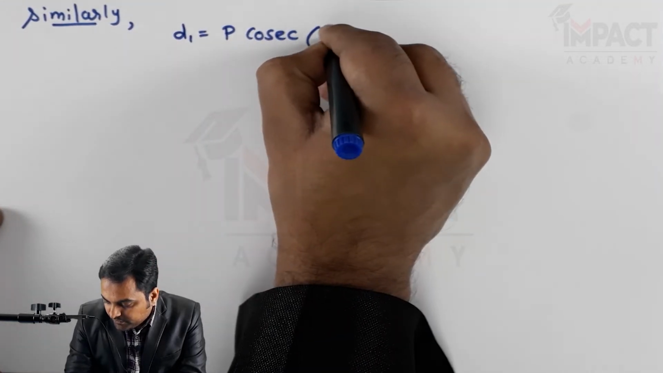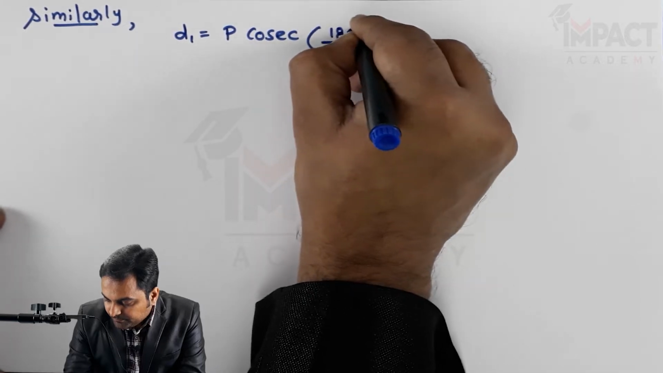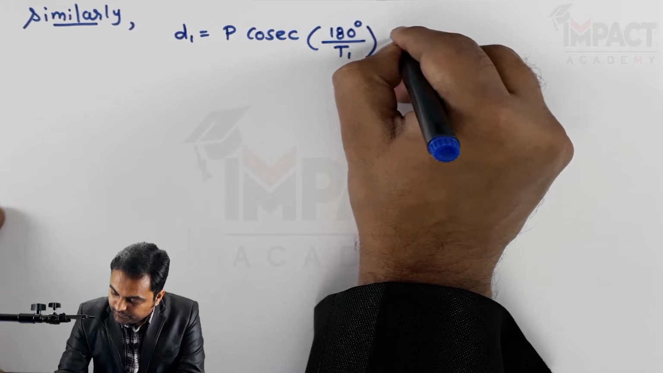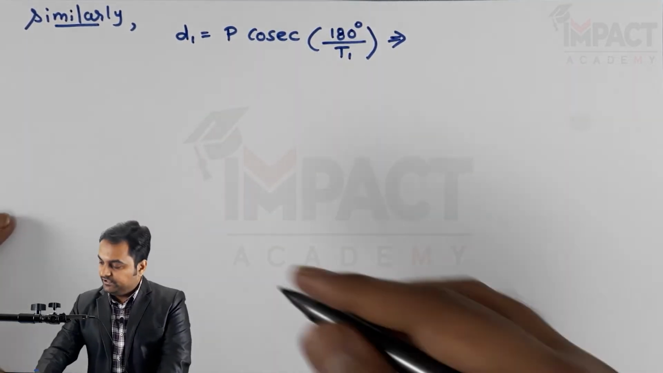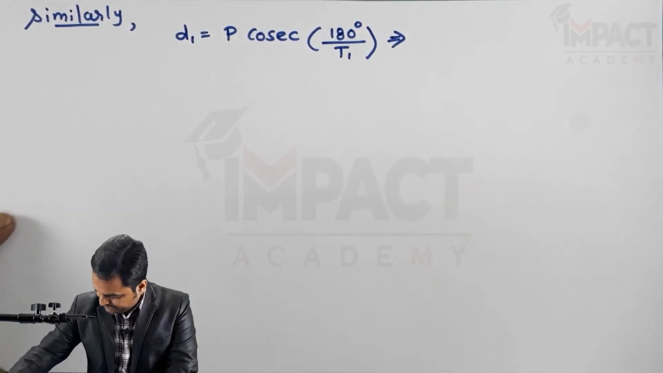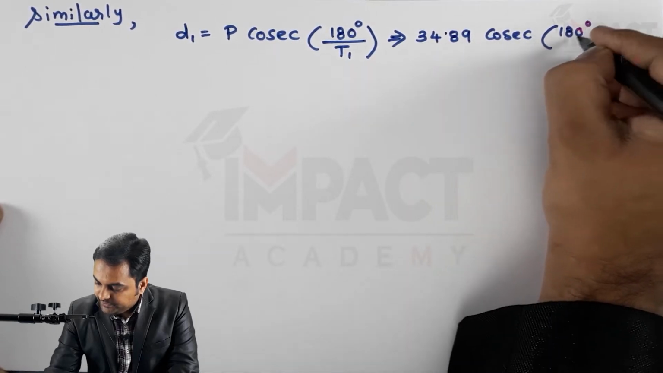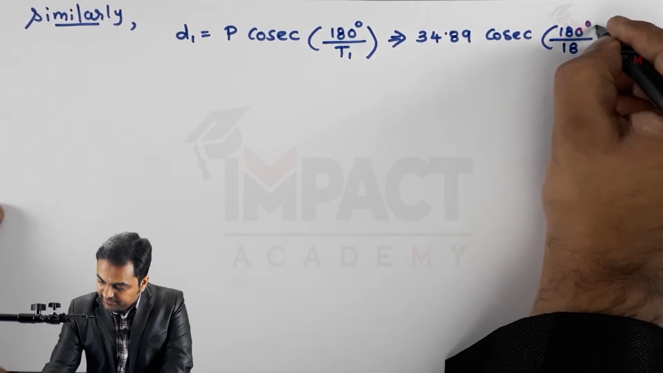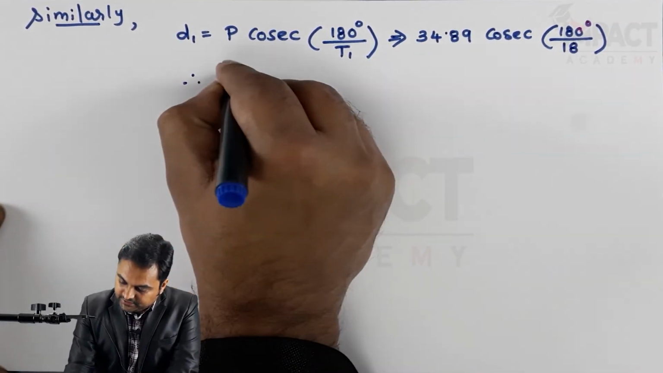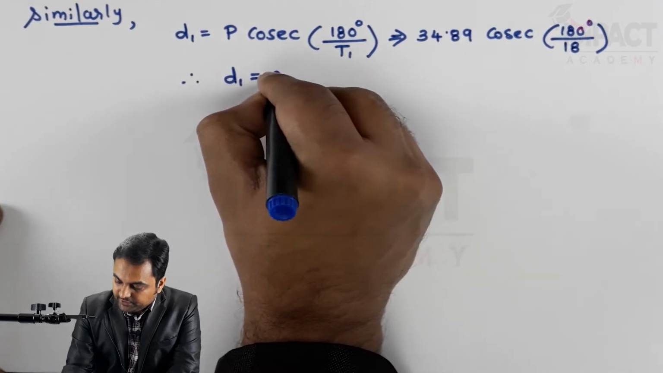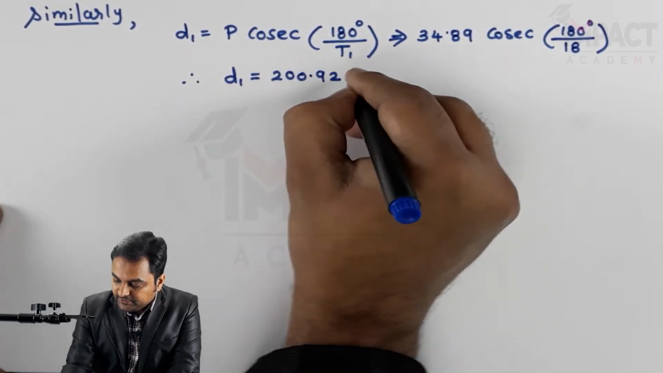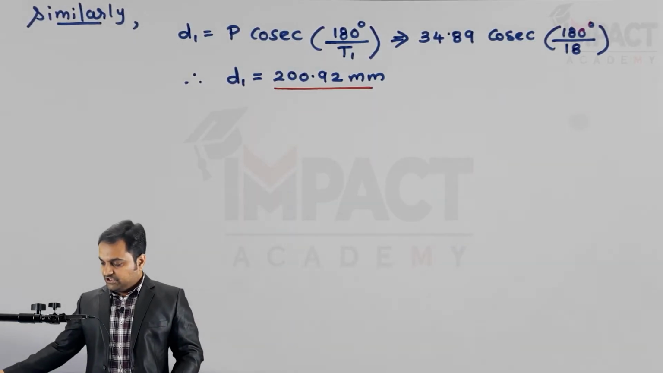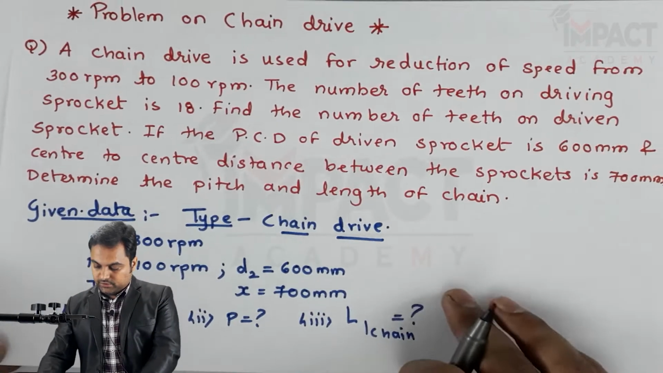D1 equals P cosec 180 degree divided by T1. So here the pitch we have already found out, it is 34.89, cosec 180 degree divided by T1, which is given to us in the data, it is 18. So from this I'll get the answer of D1 and it comes out to be 200.92 mm.